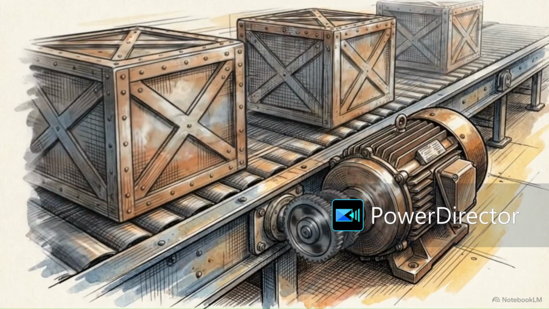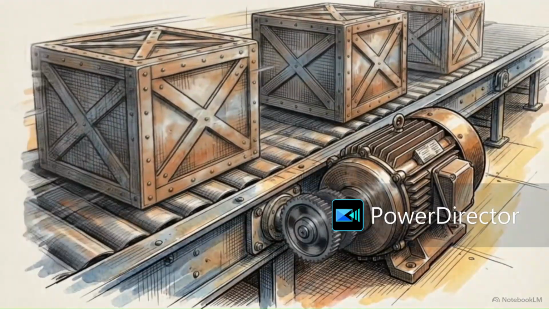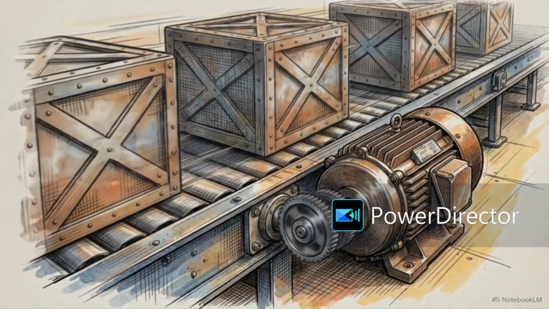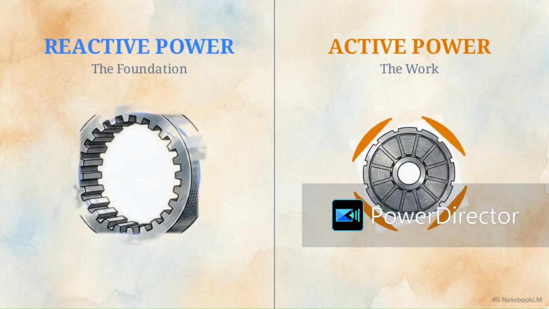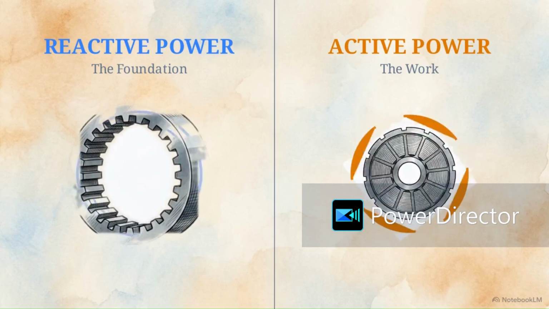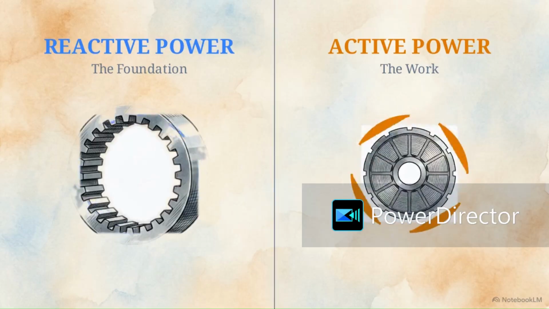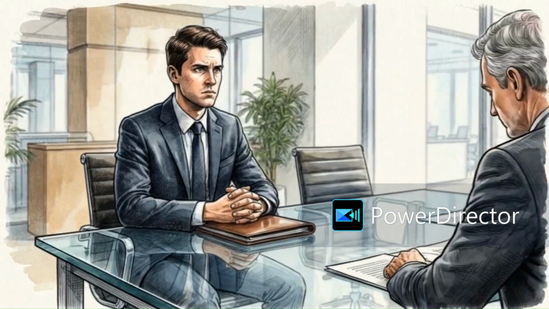Because the physical rotation is the only part of the process that exits the machine as work, we label the motor by that single output. We ignore the reactive power and rate the machine on its active power in kilowatts. Inside the machine, both powers exist side by side. Reactive power builds the magnetic foundation, while active power creates the physical movement. This distinction is a standard part of professional engineering.